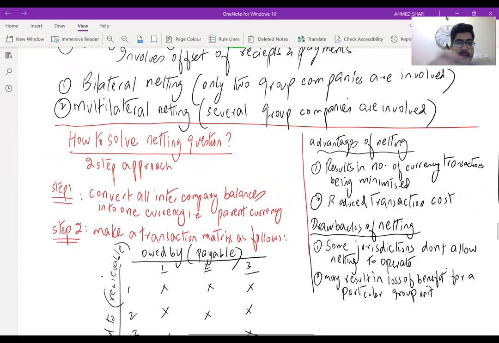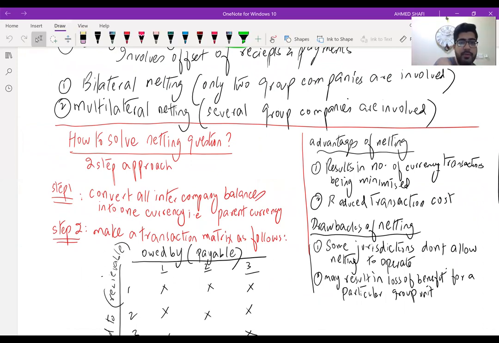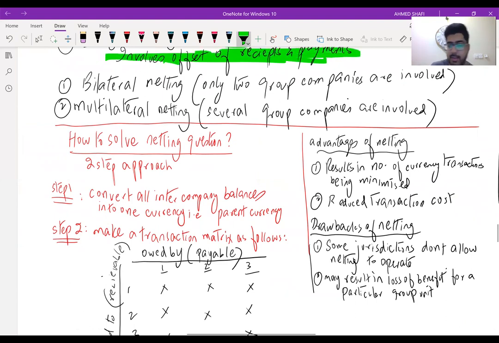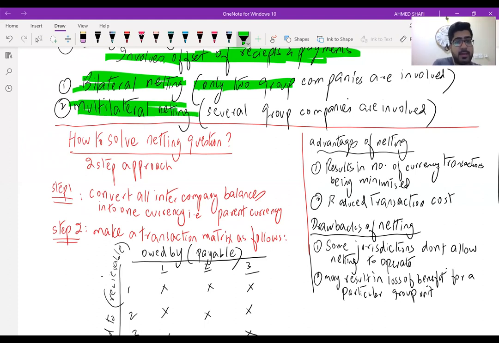The definition of netting or matching is that it involves offset of receipts and payments. Whenever you have to make payment and you have to receive payment, there is no need to go into separate transactions; it is better to offset them. This is called netting or matching. There are two types of netting. The first is bilateral netting, in which only two group companies are involved, offsetting their transactions. The next is multilateral netting, where several group companies are involved and offsetting transactions.